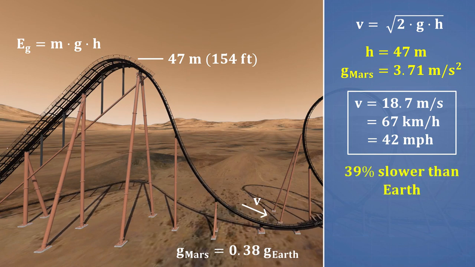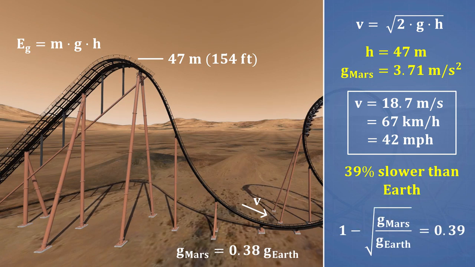That's about 39% slower than the maximum speed on Earth, which comes from the fact that 1 minus the square root of g on Mars divided by g on Earth is equal to 0.39. This also tells us that the train will take about 61% longer to reach the bottom of the drop, at just under 6 seconds, which would look something like this.